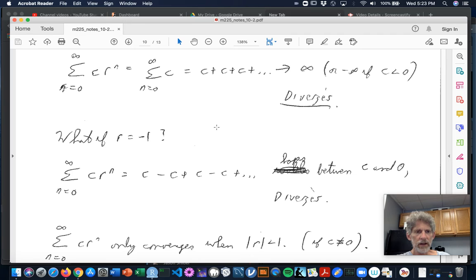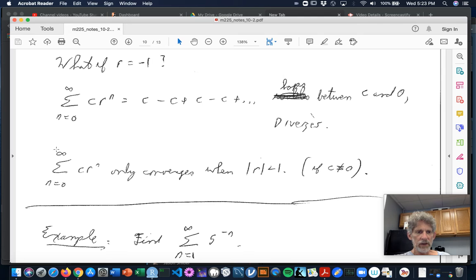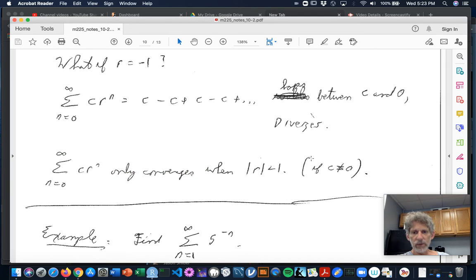What about if r was negative 1? Then r to the n alternates between 1 and minus 1, and so your partial sums will flip around between sometimes being c and sometimes being 0, and there won't be any chance to converge to just one number. So just keep this in your mind: only when the absolute value of r is less than 1 does the geometric series converge. Of course, we're assuming all the way that c is not 0. If c is 0, then all of these terms would be 0 anyway, and the infinite series would just converge to 0.